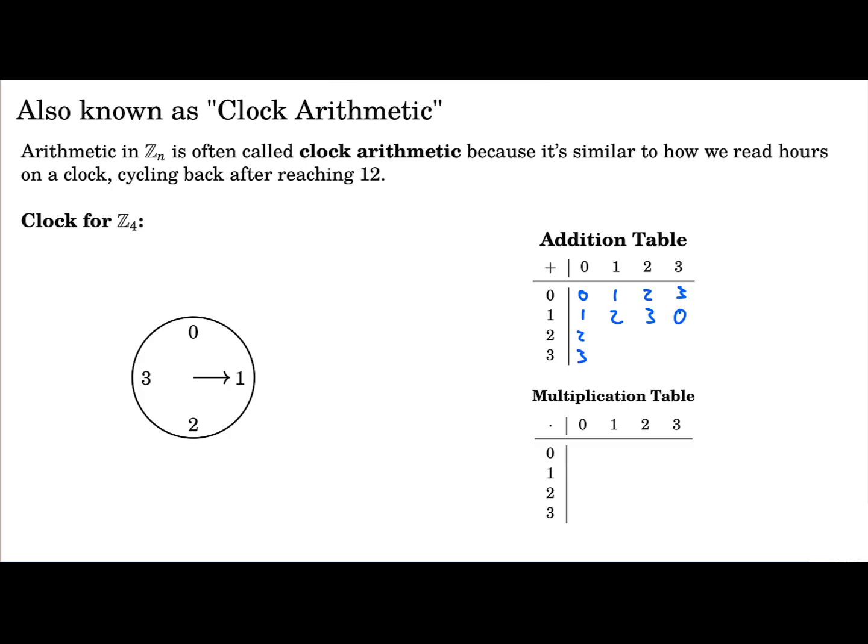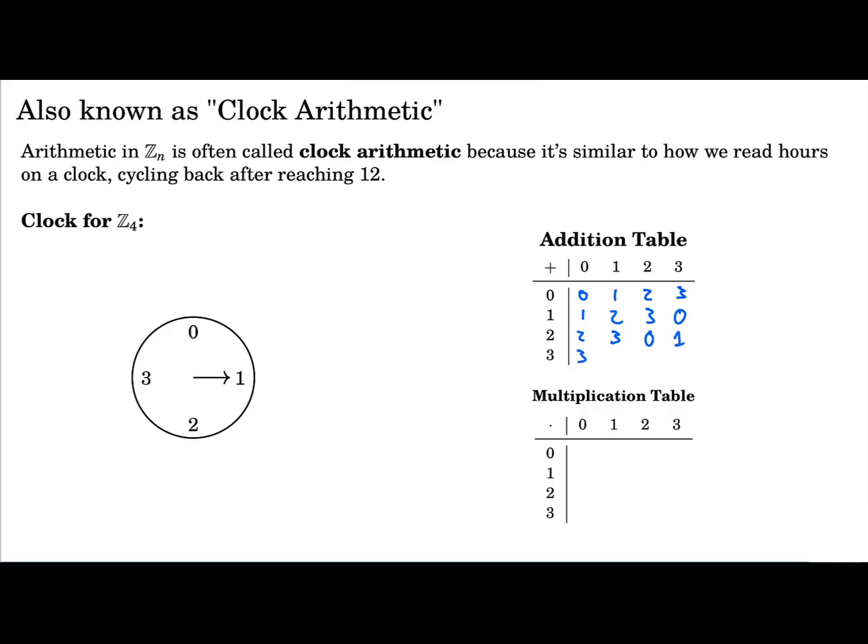Now 2 plus 1 will be a 3 here. 2 plus 2 will be 4, which is a 0 in the clock, because again, if you divide 4 by 4, you get a remainder of 0. And then 2 plus 3 is 5. So if you're at 2 and you go 3, 1, 2, 3, you get at the 1. And of course, 5 divided by 4 has a remainder of 1. So this will be a 1 here.